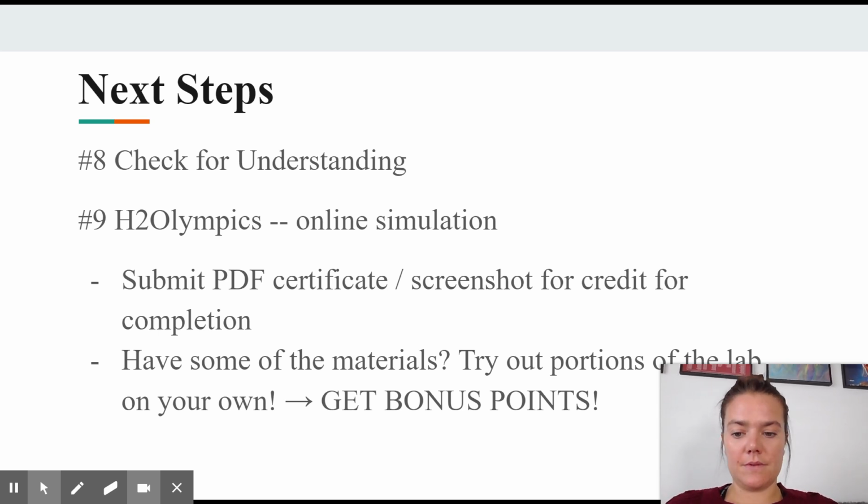If you turn it in without that screenshot or without that certificate, I'm going to ask you to go back and get that certificate for me, okay? Similarly, if you are going through this and you're like, wait, I have some of these materials, I could do this. Or if you're babysitting your little cousin or sibling and need an activity and you have some of these materials, give this a shot at home and try some of these on your own. I will award bonus points if you take a picture of you trying out portions of this lab and submit that as well when you turn in the assignment.